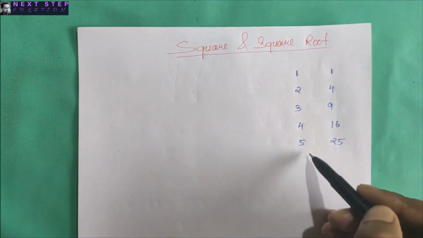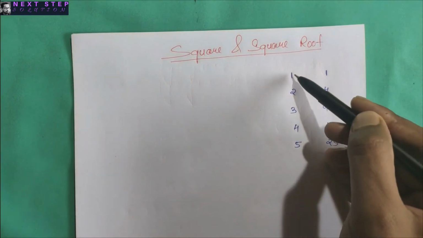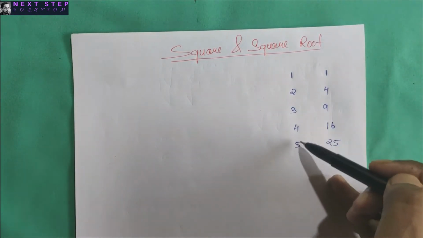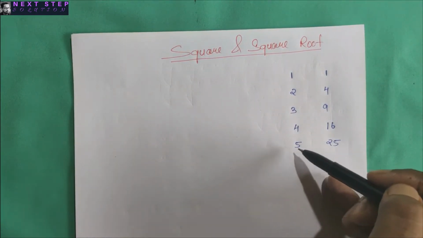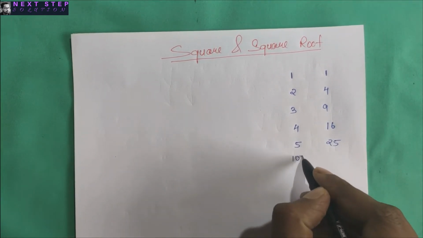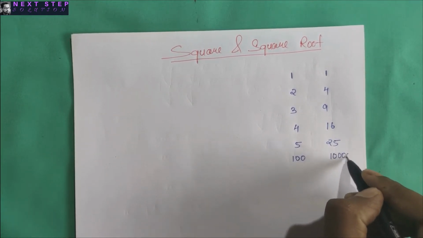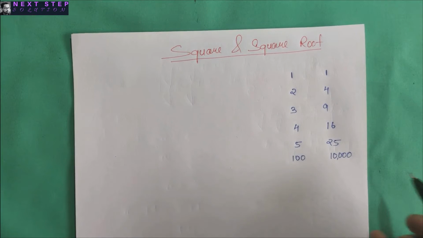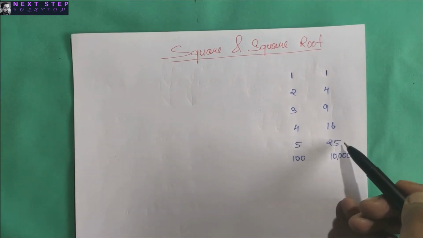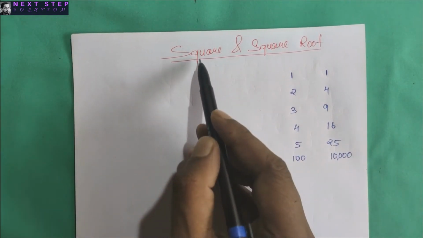So, if we square it, we have to multiply it with itself. Now, the squares of these numbers are these, and the square roots of these numbers are these. The square root of 25 is 5 and the square of 5 is 25. Similarly, we can do it for bigger numbers like 100. The square of 100 is 10,000, and the square root of 10,000 is 100. Now we have methods to find the square of any number and the square root of any number. Now we shall start with the square first.